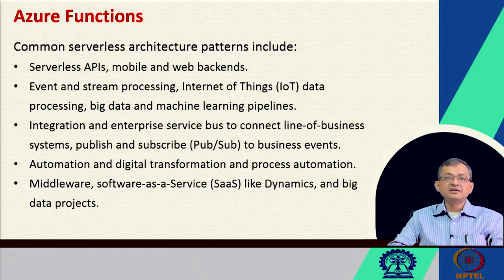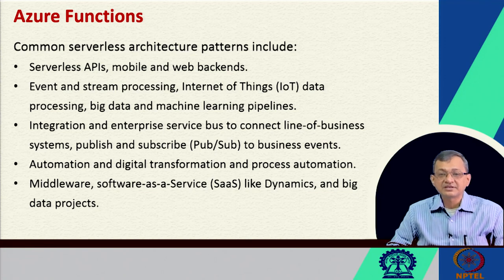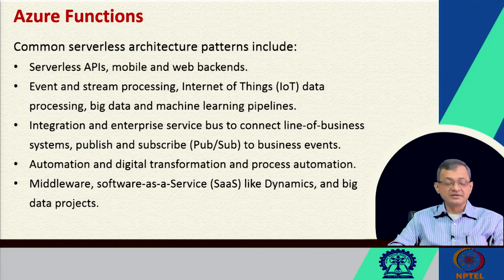So, common serverless architecture patterns are serverless APIs, mobile and web backends, event and stream processing, IoT data processing, big data and machine learning pipelines. Then integration and enterprise service bus to connect line of business systems, publish and subscribe to business events, automation and digital transformation, process automation, and so on and so forth. So, different types of architectural options and patterns are there.